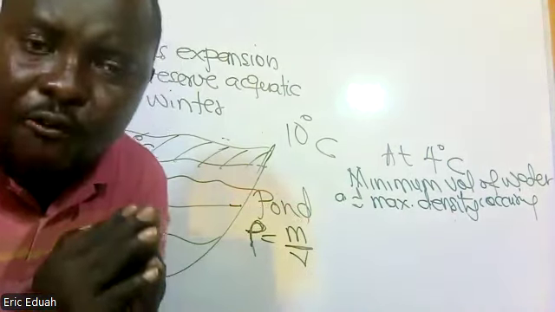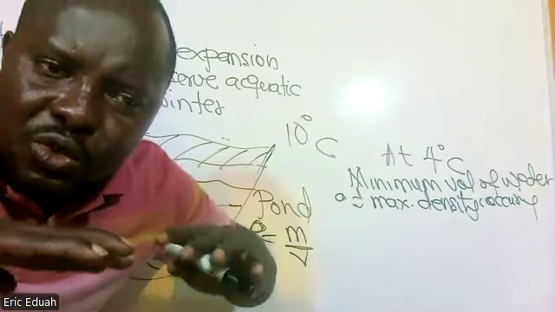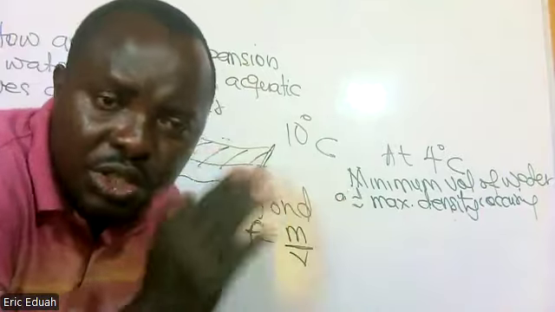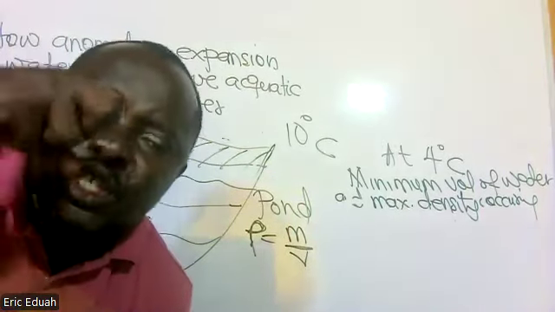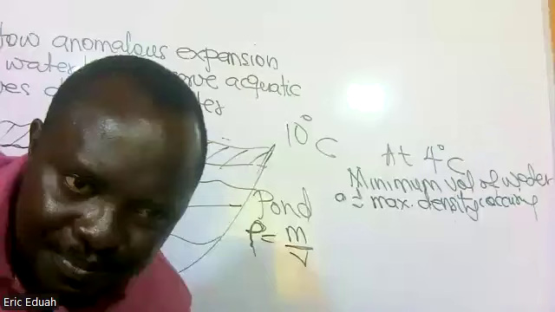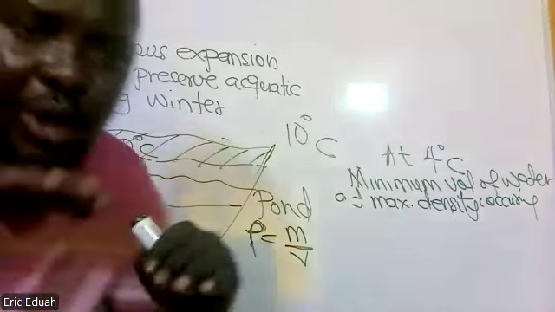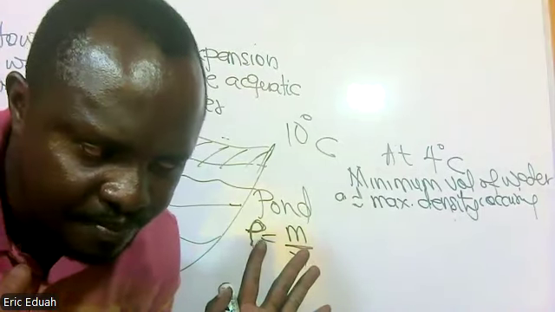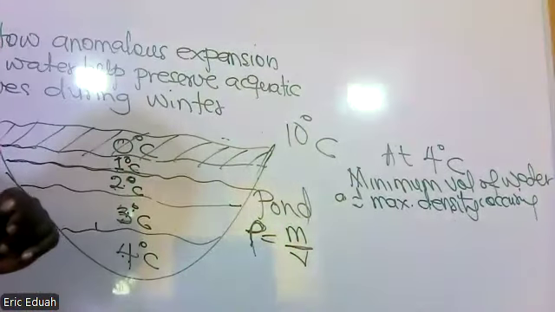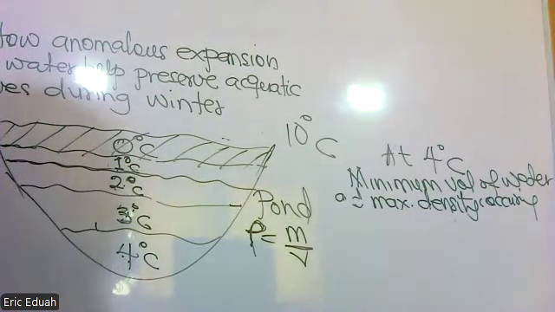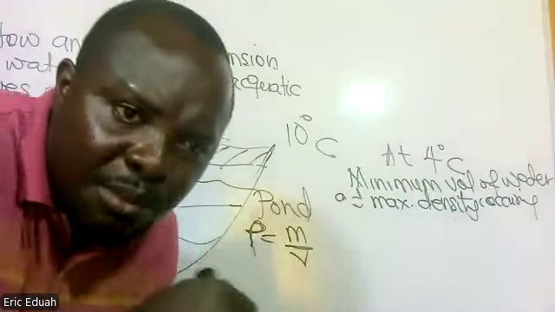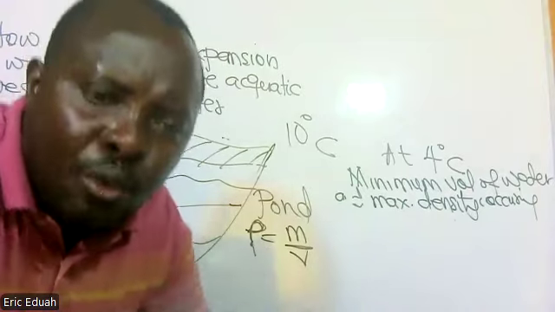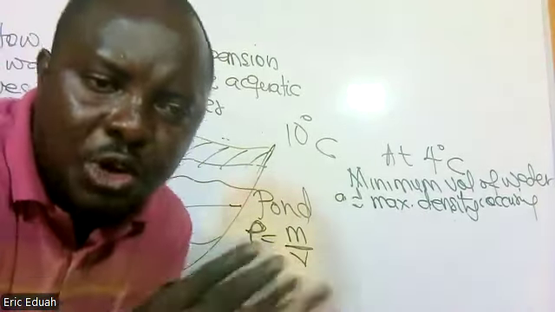By the time it gets to 4, it has contracted to the minimum volume, because as temperature continues to drop, water shrinks or contracts. So by the time we get to 4, we have the minimum volume of water. Festus, are you okay? Yes, so that minimum volume will start to expand again. Exactly. So that minimum volume obtained at 4, at 3 will begin to expand instead of contracting.